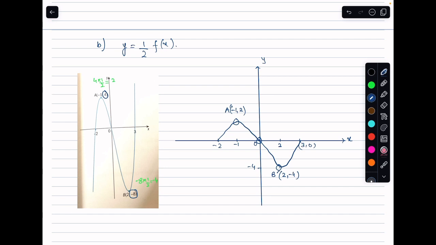So this is what the transformation is with respect to the stretch and the other transformations that we have done earlier. In the next video, I will be covering all the past paper questions regarding transformations.